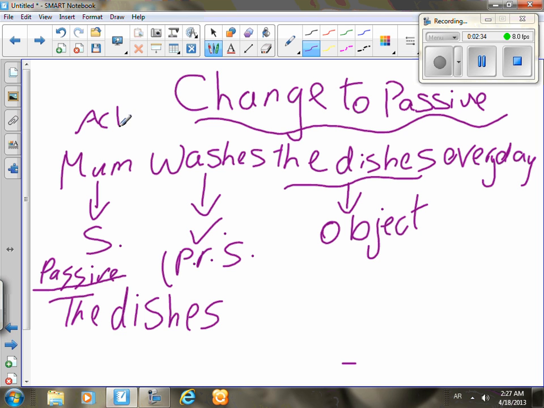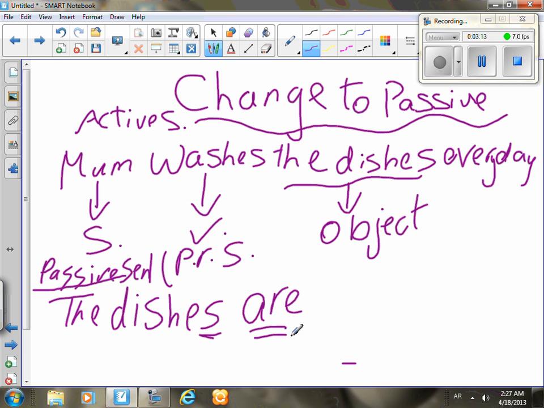This is an active sentence, and this is a passive sentence. Okay? Move the object to in front. This is your third step. Then, we said we have to use verb to be. Verb to be is what in the present simple? Here you have the dishes. You are going to use what? Are.